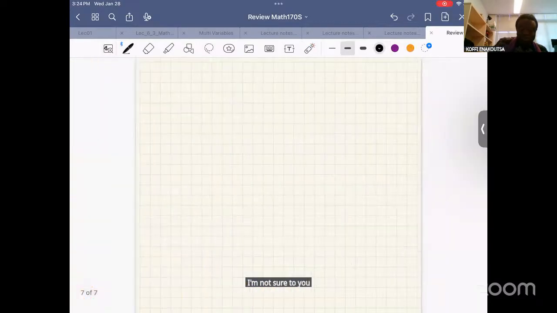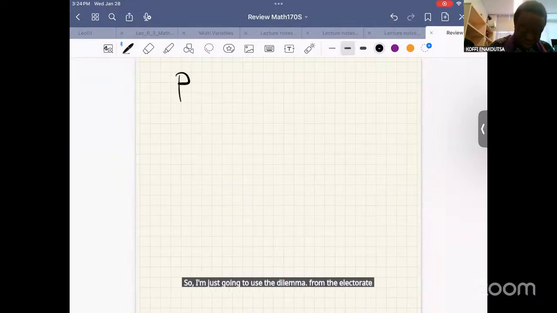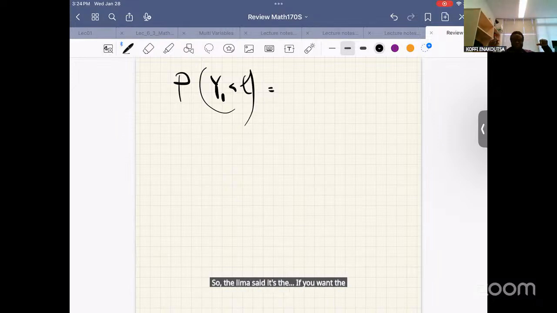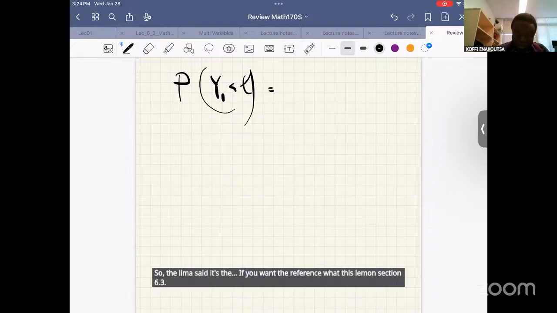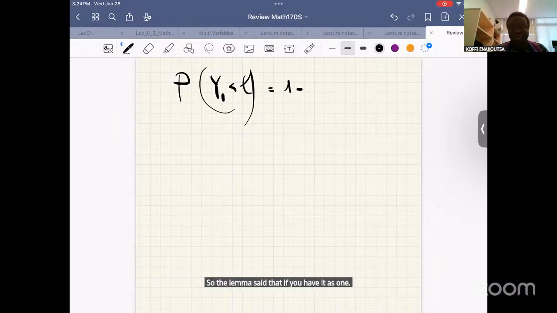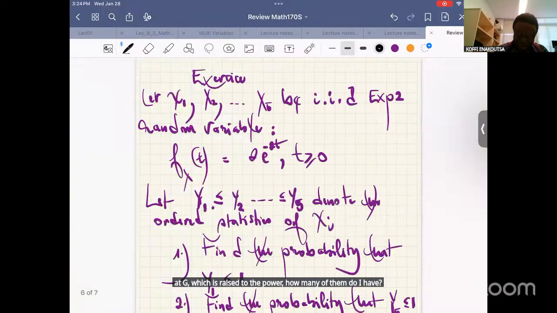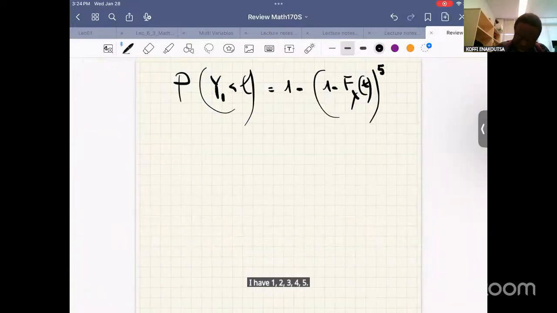But for this case, I'm not going to use it. So I'm just going to use the lemma from the lecture that we have. So the probability such that Y1 is smaller than a given t. The reference for this lemma is section 6.3. So the lemma said that you should have it as 1 minus, well, actually 1 minus F_X1, or since they are identical, I'll just call them by F_X at t, which is raised to the power. How many of them do I have? I have 1, 2, 3, 4, 5. Raised to the power n, and in this case, n is 5. That'll be it.